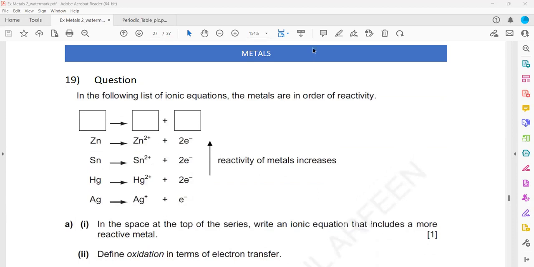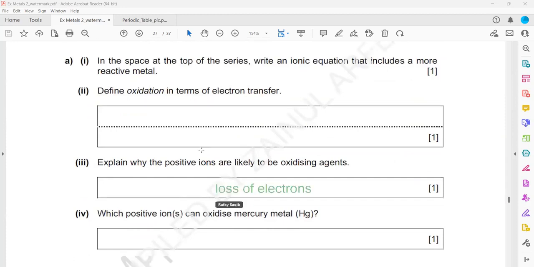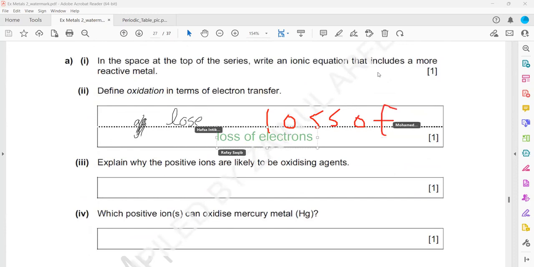Again, a similar question as we did in the previous one. In the following ionic equation, write a metal in place of the blank which is more reactive than zinc, and write that ionic equation. Yeah, that's right. You can mention potassium as well. Any metal more reactive than zinc can be in this list. The next one, define oxidation in terms of electrons. What is the definition of oxidation? Loss of electrons.